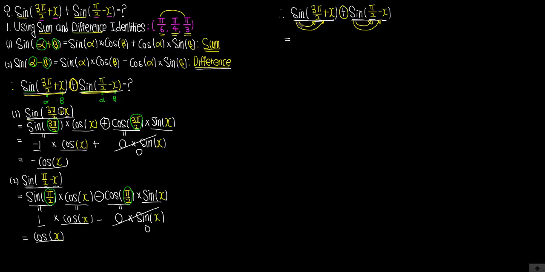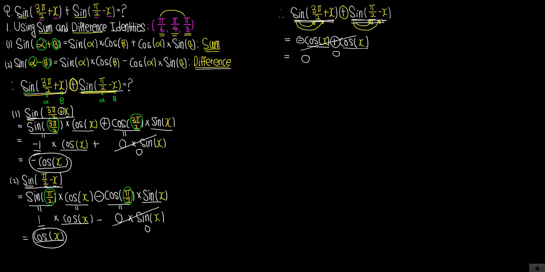And using the sum and difference identities, the sine of 3 pi over 2 plus x we define as negative cosine of x. And the sine of pi over 2 minus x we define as a positive cosine x. And again, we have our answer, negative cosine x plus cosine x. What is negative cosine x plus cosine x? Well, they have the same term, cosine x, but one of them is plus, one of them is minus. So they will cancel out as 0. So our ultimate answer for this question is 0.